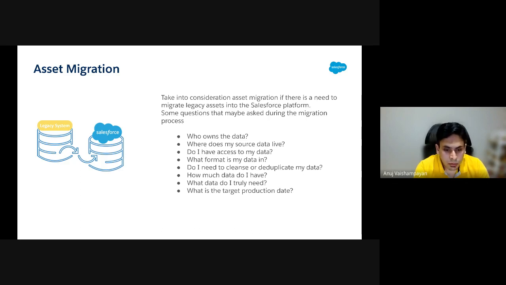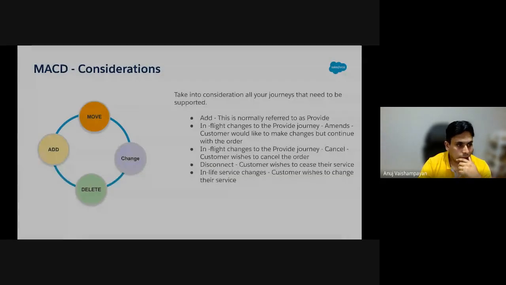Some of the example questions which I could think of that you can ask while defining this model are: who owns the data, where does my source data live, do I have access to my data, what format is my data in, do I need to clean or deduplicate my data? How much data do I have? What data is actually required? What is the production date? So all these factors would impact your product modeling as well.